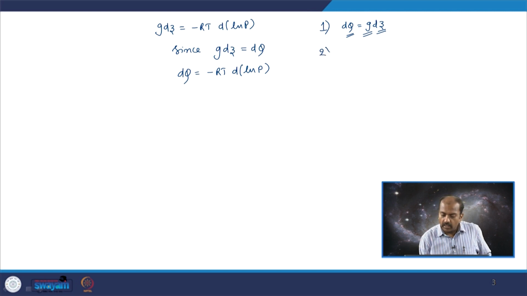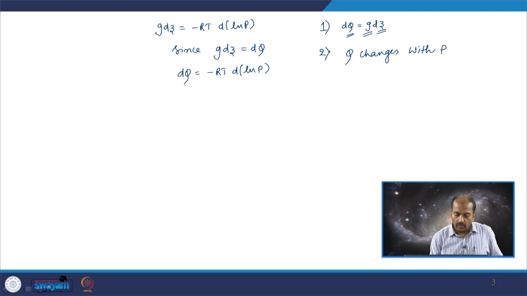Then the second important consequence is the rate at which phi changes with p. So this is what you see: the rate at which the geopotential changes at any given surface, or at any given pressure, will depend only on the temperature.